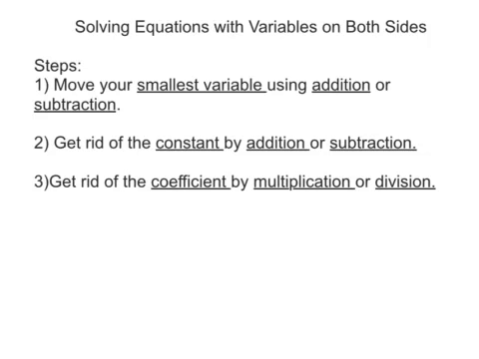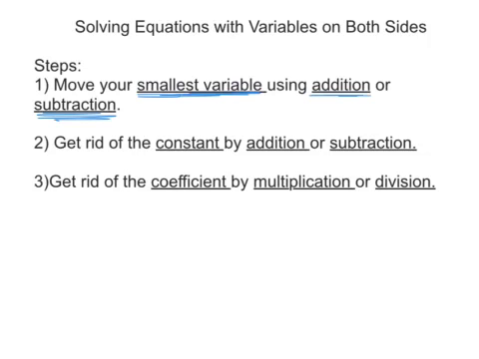So our first step says we want to move our smallest variable using either addition or subtraction. Okay, remember your variable is your letter that represents your unknown. And we want to move the smallest one so we don't have so many negative signs to worry about. That way we'll have more positive numbers.